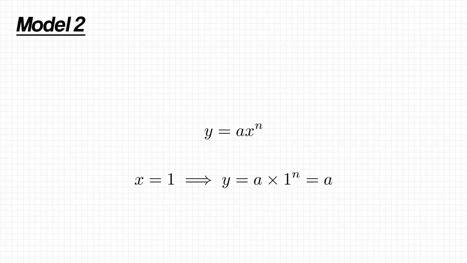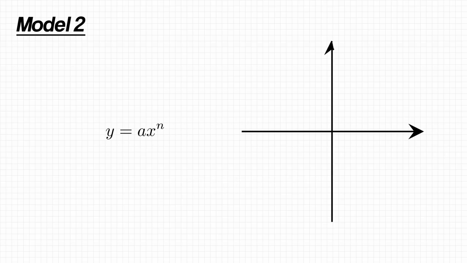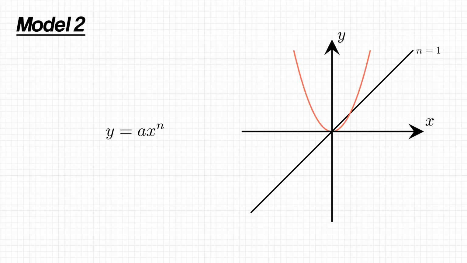The second model we need to be able to plot a straight line for is y equals ax to the n. This model doesn't have a simple interpretation like the previous one, but if we set x equal to 1, we can see that y will always be a regardless of the value of n. In a modeling context, we could think of a as the value of what we are modeling after 1 unit of time, for example. If we plot y against x for this model, its graph changes depending on the value of n.